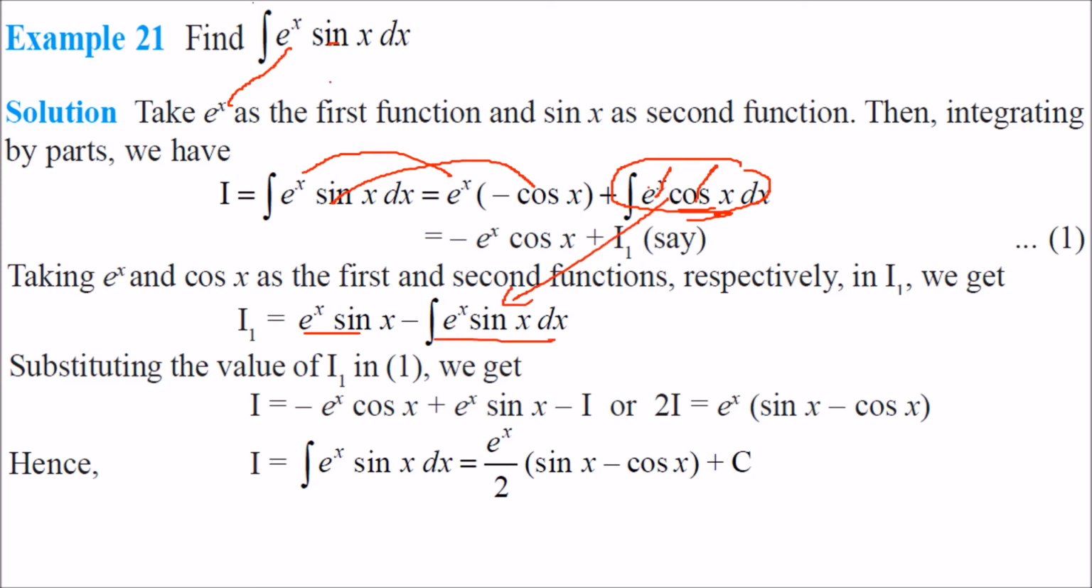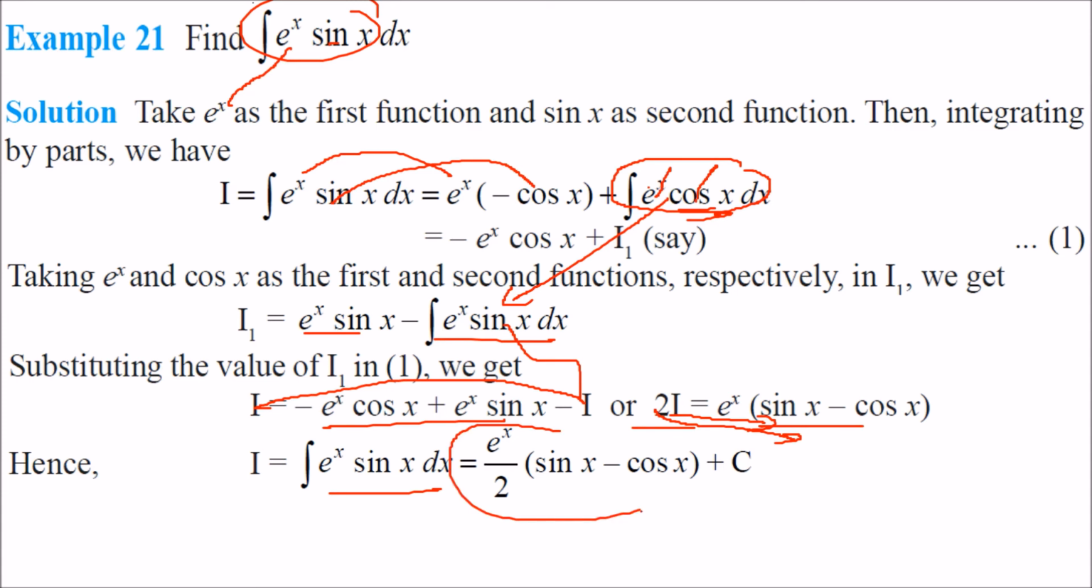But what was this? This was the initial integral only, I. So you can place I here, and I can be taken here, so this will be 2I. You get the solution of this. You just have to divide. And there is only one thing pending, which is the integration of e^x sin x dx. You have to take this 2 in the denominator, so this will be the solution.